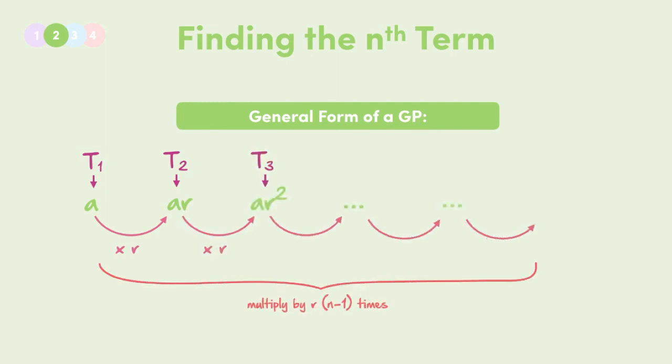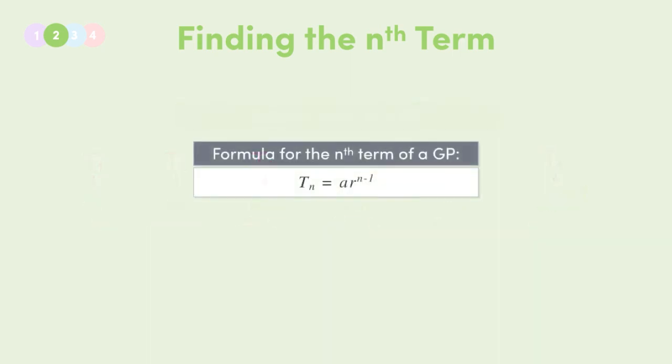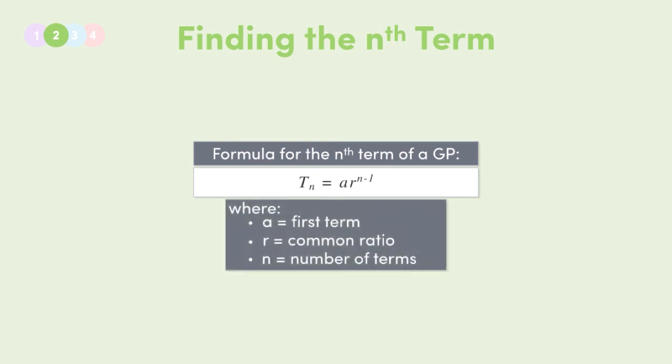So to find the nth term, we need to multiply our first term A by R n minus 1 times. So the nth term of a GP is given by AR to the n minus 1. There's nothing tricky about that formula. Let's look at it in action with a quick story.